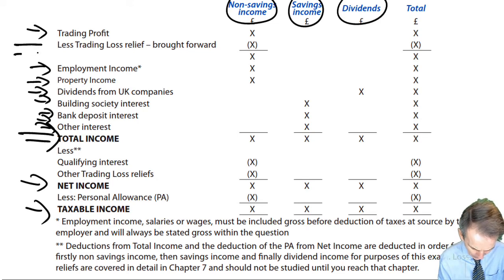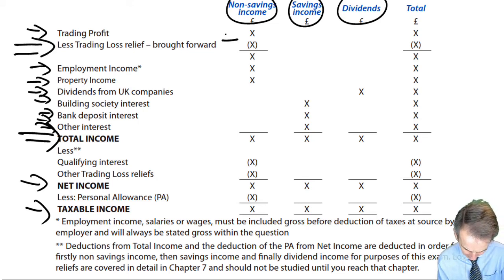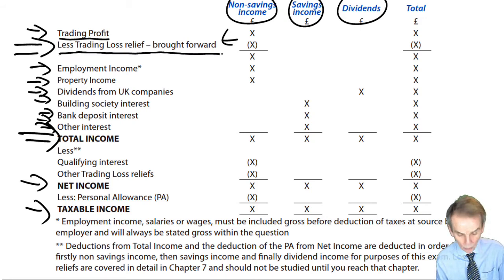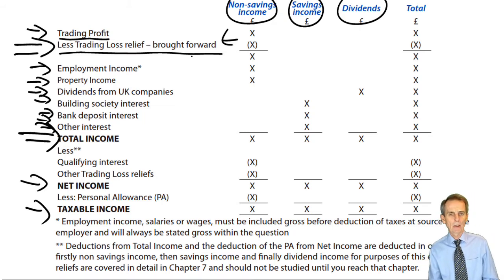The very first one that we see here was to deduct directly from a trading profit assessed in this tax year any trading loss relief that was brought forward. So there was one of the reliefs that I just mentioned, and I'll go back to the losses chapter in a moment and show you the detailed note on that. But one of the possibilities was to carry forward to the future.